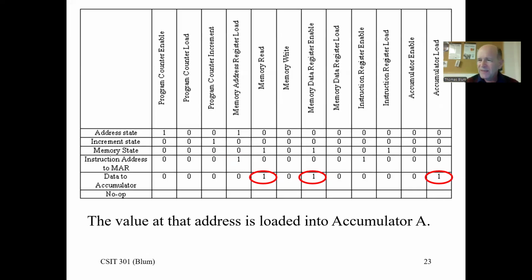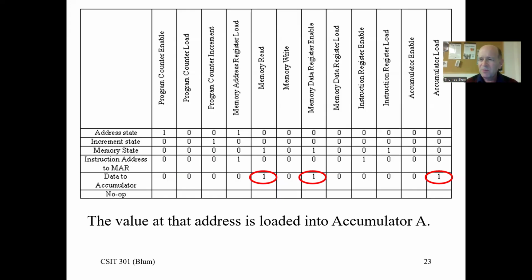Now we are pointing at the data we actually want in the accumulator. So again, we are reading memory. Reading memory puts it in the memory data register. We want that value to be put on the bus so it can be communicated elsewhere. So that is memory data register enable. And then we're going to take it into the accumulator. So that is accumulator load. Those are the actions of our fifth step.